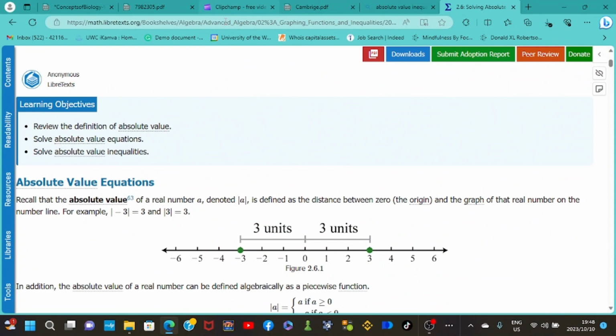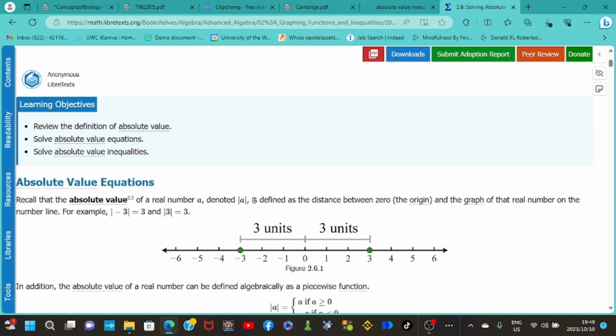So, what is an absolute value? Recall that the absolute value of a real number a, denoted by |a|, is defined as the distance between zero, the origin, and the graph of that real number on the number line. For example, the absolute value of negative 3 is going to be equal to 3, and the absolute value of 3 is equal to what? 3.